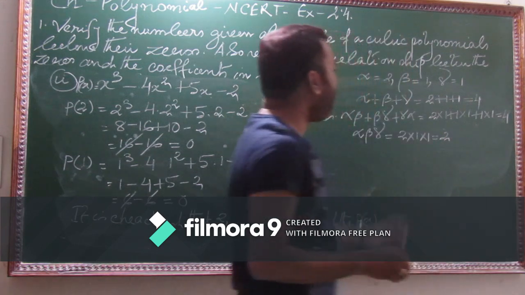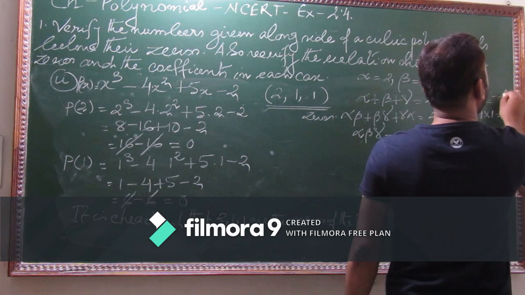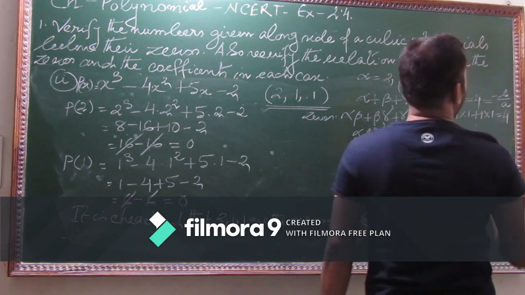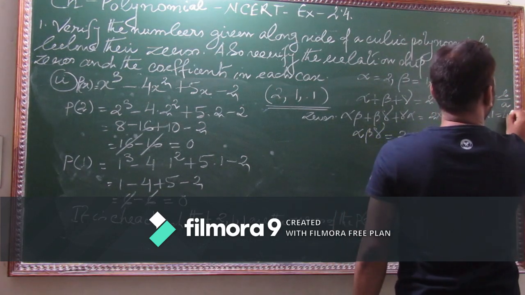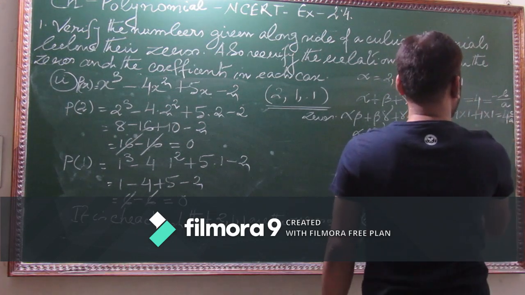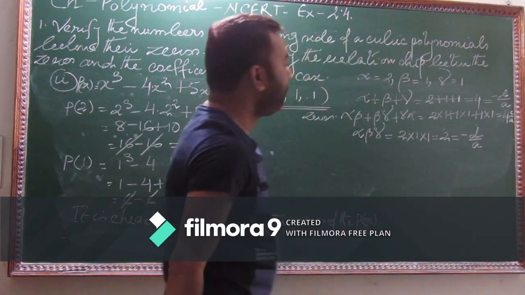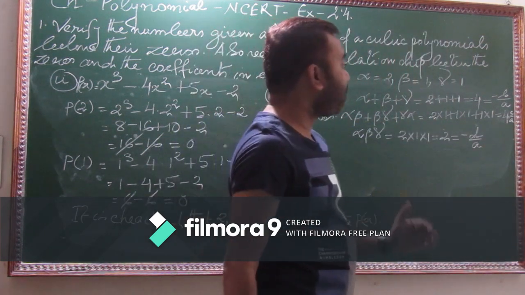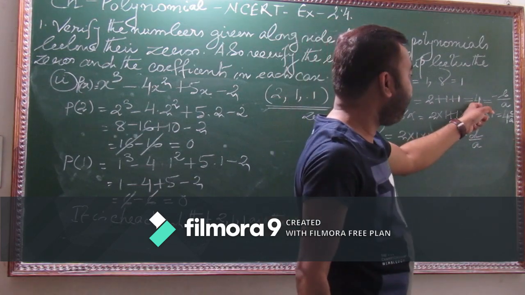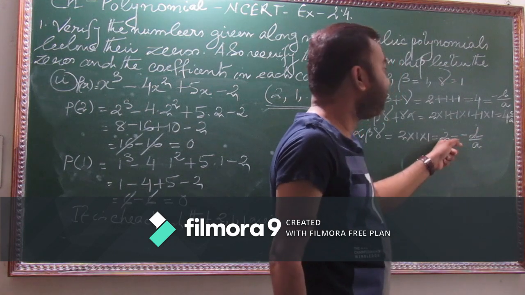Now you know that alpha plus beta plus gamma is equal to minus b by a. This is minus b by a. This is c by a. And this is minus d by a. Any problem? Now the matter is that nothing is there in the denominator.